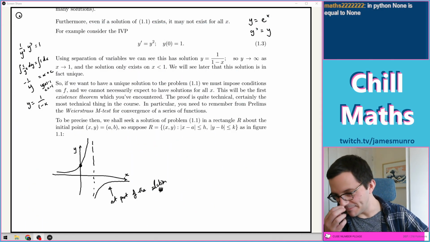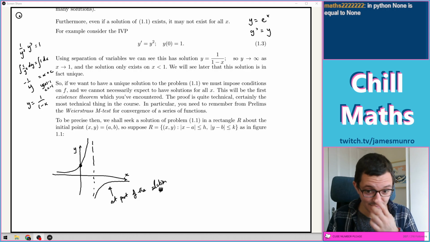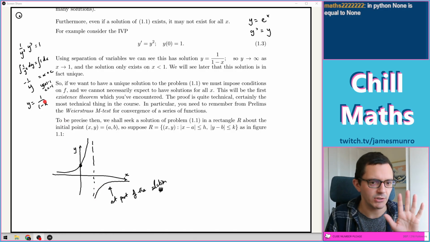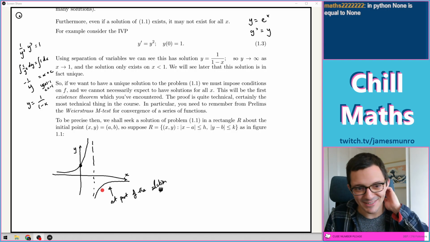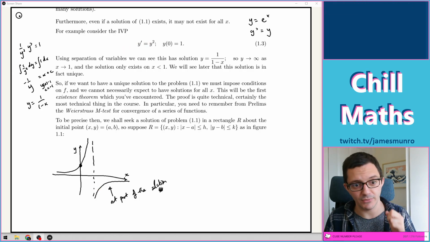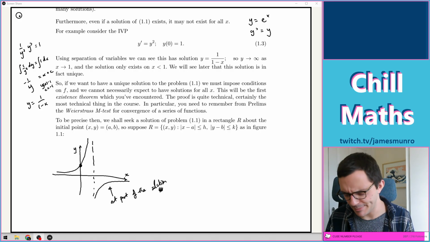Right. Anyway, the point I'm trying to make is that at this point here, something's gone wrong. And it's not okay to draw in this bit of solution. Sure, it matches this function, but the game's up. There's no way to get from here on the left to here on the right with this equation being true all the way in between. There's just no way to join things up.